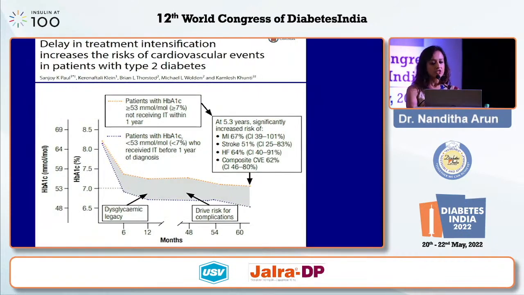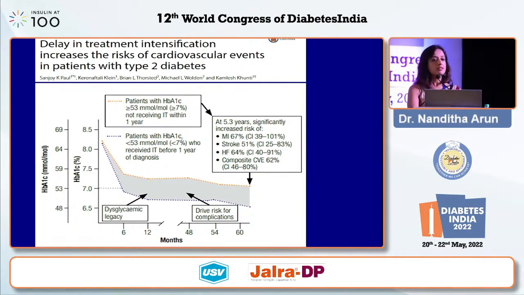Now, this legacy effect is what we learned from the UKPDS. But in a publication by Dr. Kamlesh Khunti et al., this is what they have termed as dysglycemic legacy. So from the UKPDS, we learned about the legacy effect in terms of glycemic effect. But here we are going to talk about the dysglycemic effect, or the dysglycemic legacy.